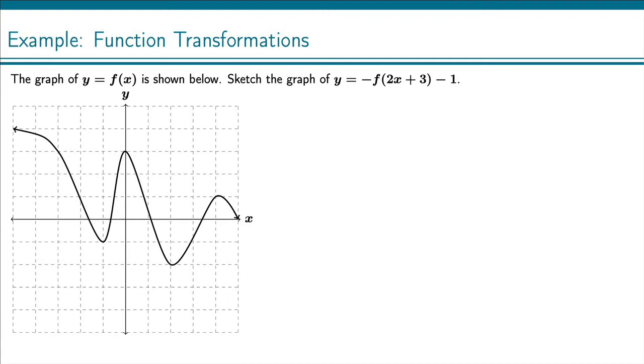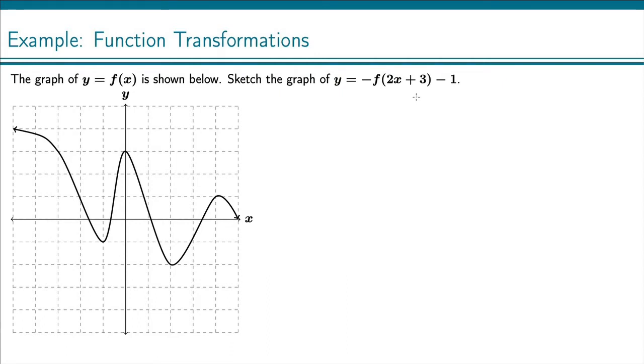The graph of y equals f of x is shown below. We want to sketch the graph of y equals negative f of 2x plus 3 minus 1. This is a slew of lots of different transformations here, and so we kind of need to know the order that we're going to do these.